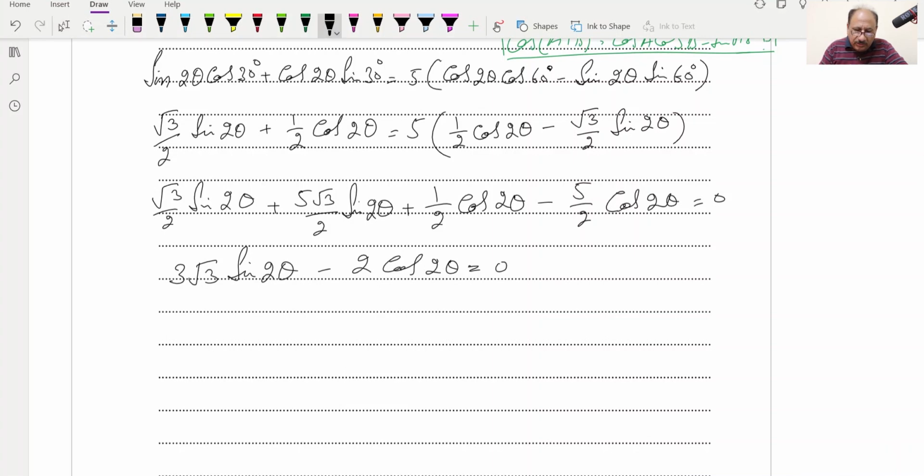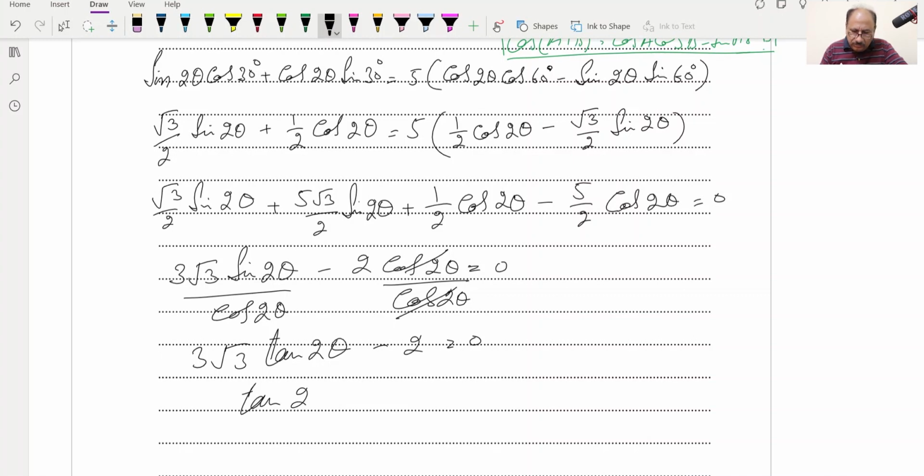So 0, and this will be divided by cos 2 theta, and cos 2 theta will be cancelled, and we will get 3 under root 3 tan 2 theta minus 2 is equal to 0. The minus 2 we can shift to the other side, so we can directly write tan of 2 theta is equal to 2 over 3 under root 3.